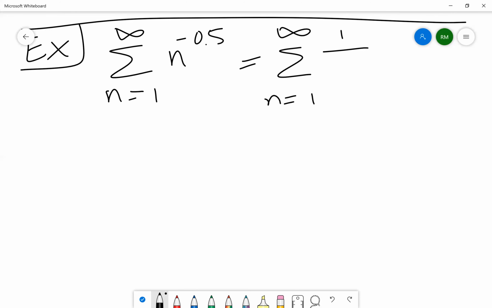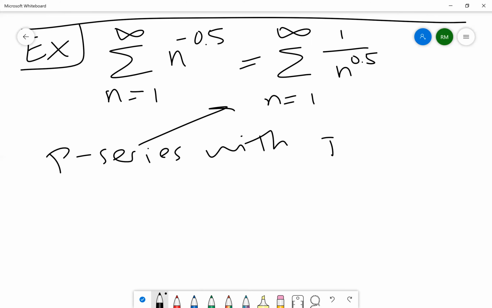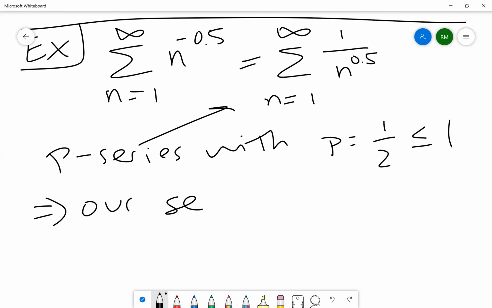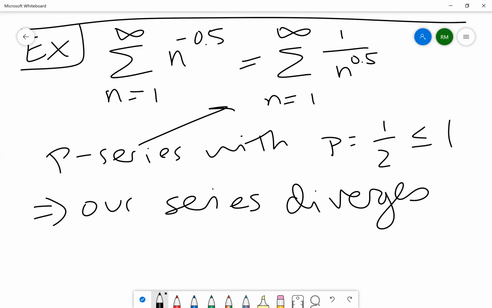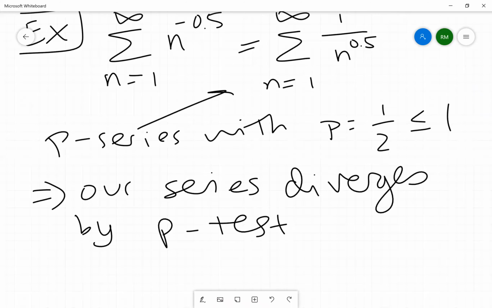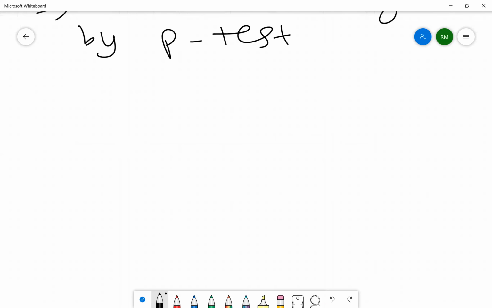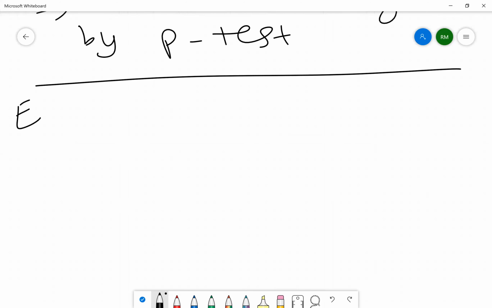This is 1 over n to the 0.5, and we see that is actually a p series with p equal to 1/2, which is less than or equal to 1, which tells us our series diverges by the p-test. All right, so that was an easy one. Let's do one more, and then I'll give you some to do.